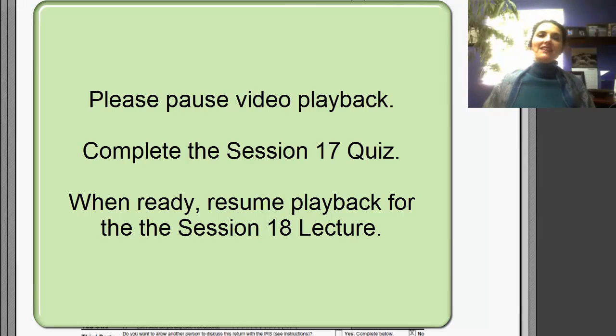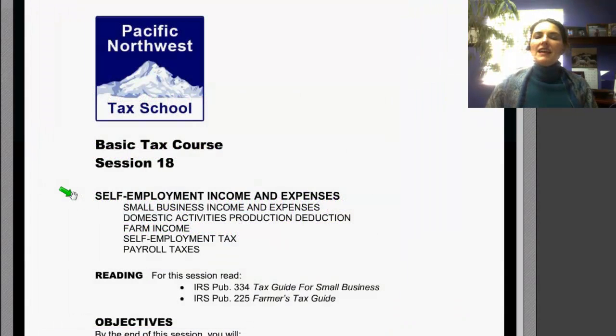And today's lecture is going to cover self-employment income and expenses that are figured on Schedule C, as well as office use of home figured on Form 8829. And let's get going with the Session 18 lecture. Today's lecture is going to cover self-employment income and expenses, including small business income and expenses, the domestic activities production deduction, farm income, self-employment tax, payroll tax, and an added bonus, which is about record keeping and how to give your client good advice on record keeping.